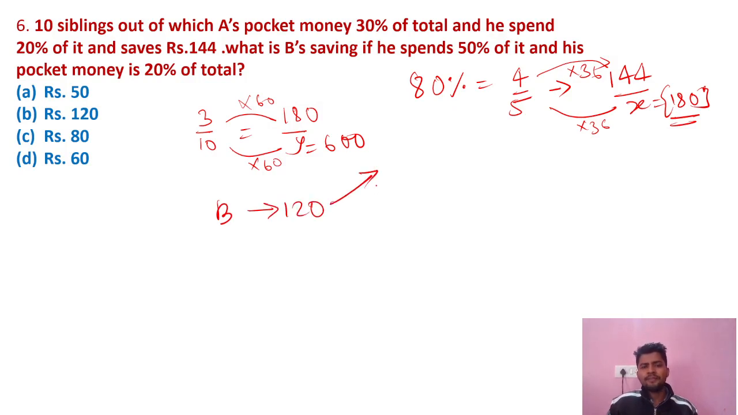Out of which B spent 50%. Meaning 60 rupees B spent and 60 rupees B saves. So what is the money B saves? That is 60, and that is option number D, the correct answer.